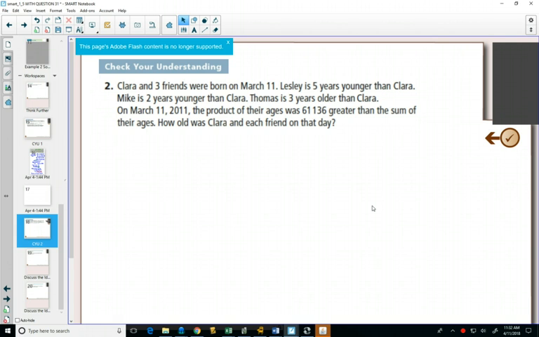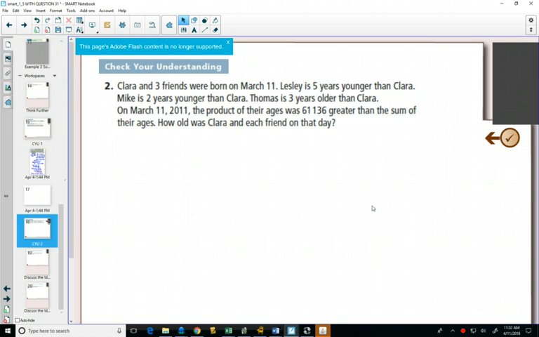This next sentence makes me laugh. Because in the end, you want to find out how old they are. In real life, you would go up to them and you would ask them, how old are you? Okay? In real life, no one would ever think of saying, oh, I happen to know that the product of their ages was 61,136 greater than the sum of their ages. Like, that is so realistic. It's like, I don't know how old they are, but I happen to know this other fact.